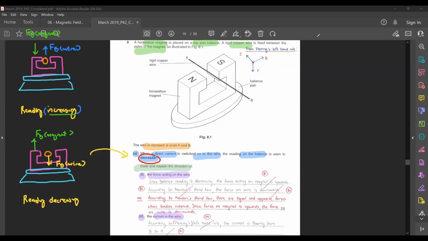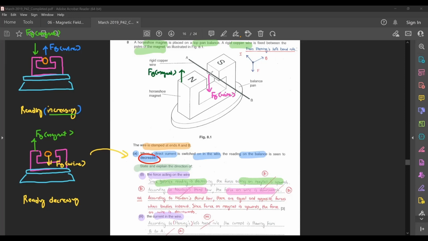Okay, so how would you actually word your answer? You could probably say something like this. Since the balance reading is decreasing, the force acting on the magnet is upwards. And according to Newton's third law, the force on the wire must be downwards now. Okay, so that's pretty straightforward. Then now, if I wanted to draw the forces on the existing diagram, the force acting on the magnet is actually upwards, since the reading is decreasing. But now, the force acting on the wire is going to be downwards, according to Newton's third law.